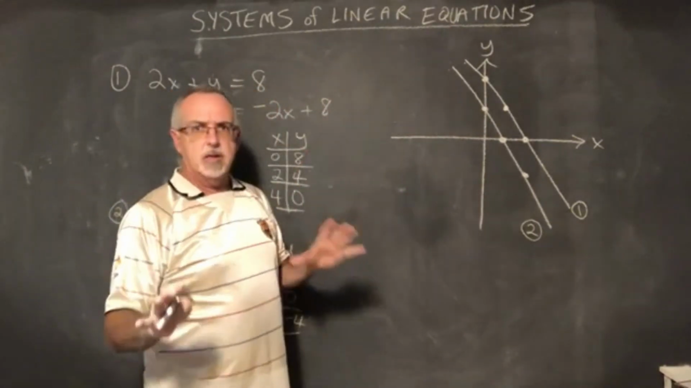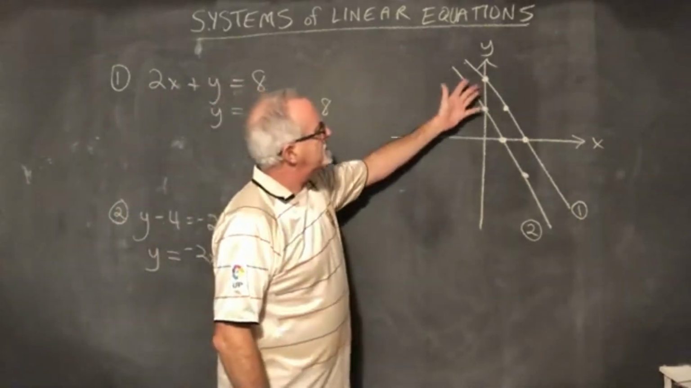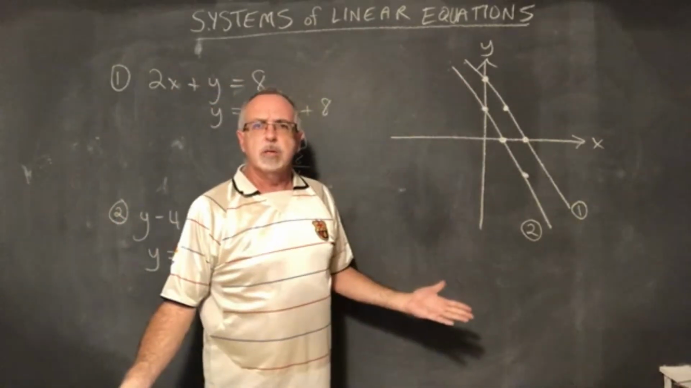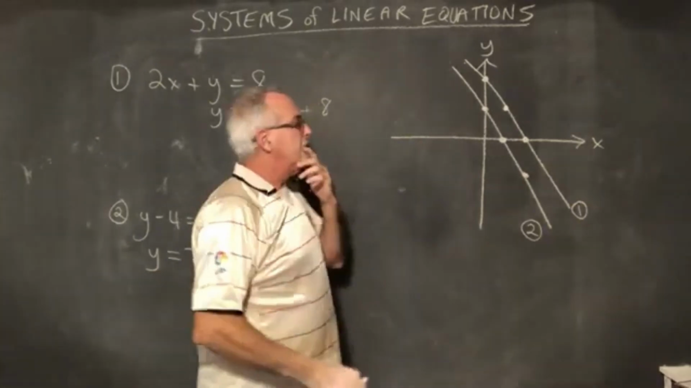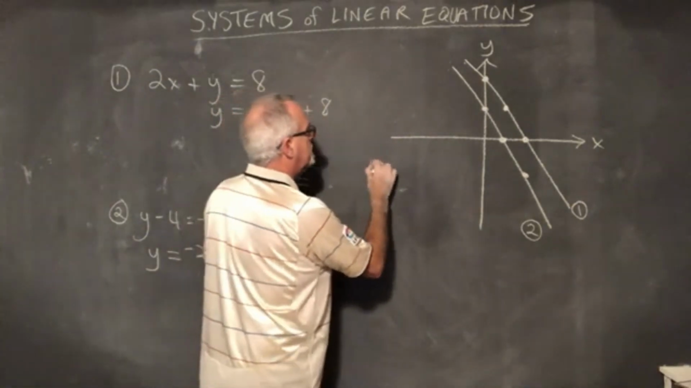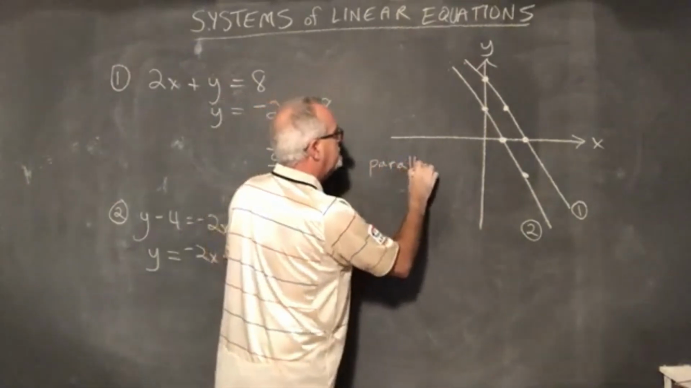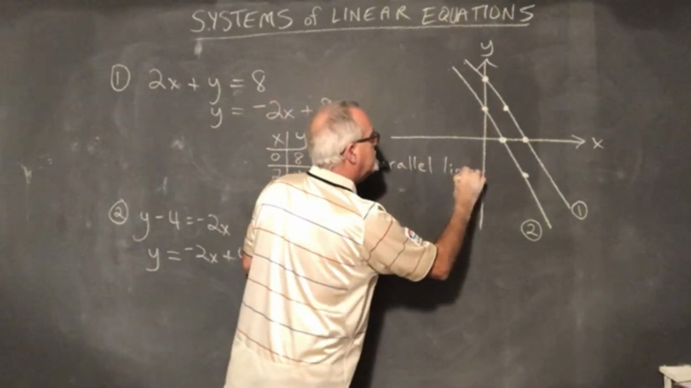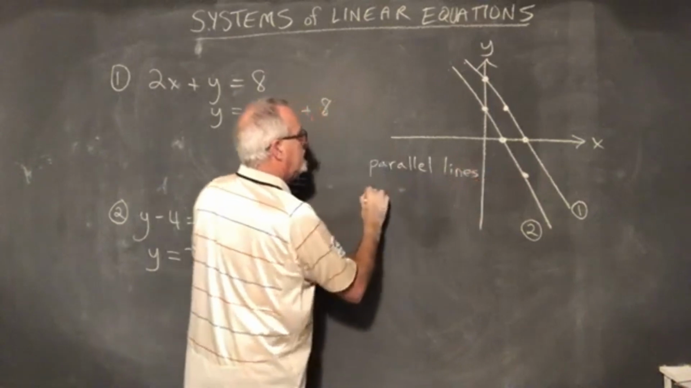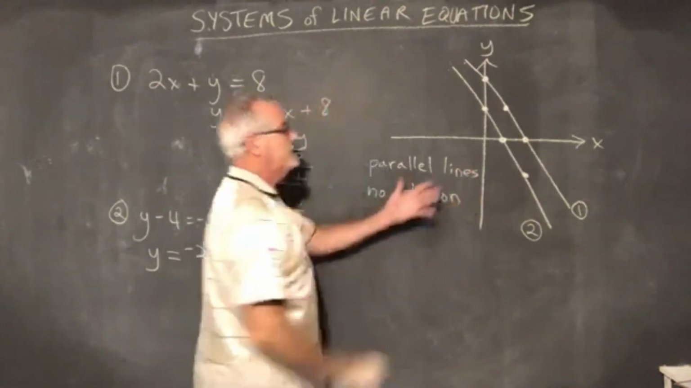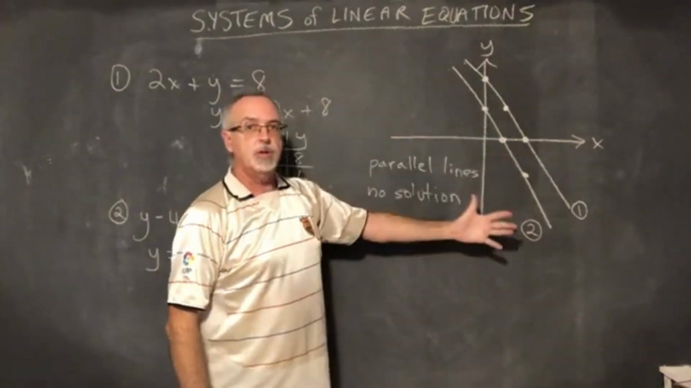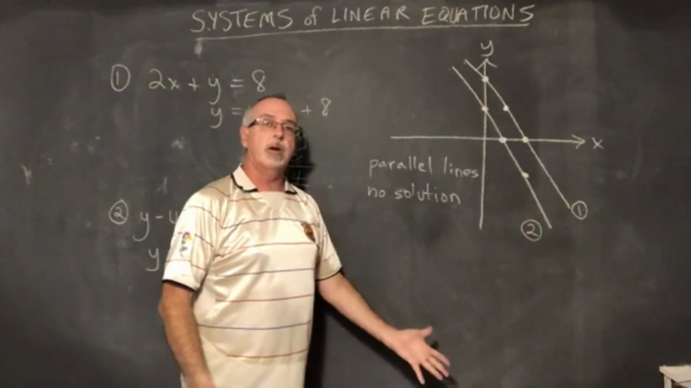That's strange. This is an oddball situation, because these lines, parallel lines, never cross. If they never cross, I can't give a point where they cross. So what I have to do for my answer is I have to say parallel lines, no solution. There can be no solution because the solution is the point where the lines cross and these two never cross.